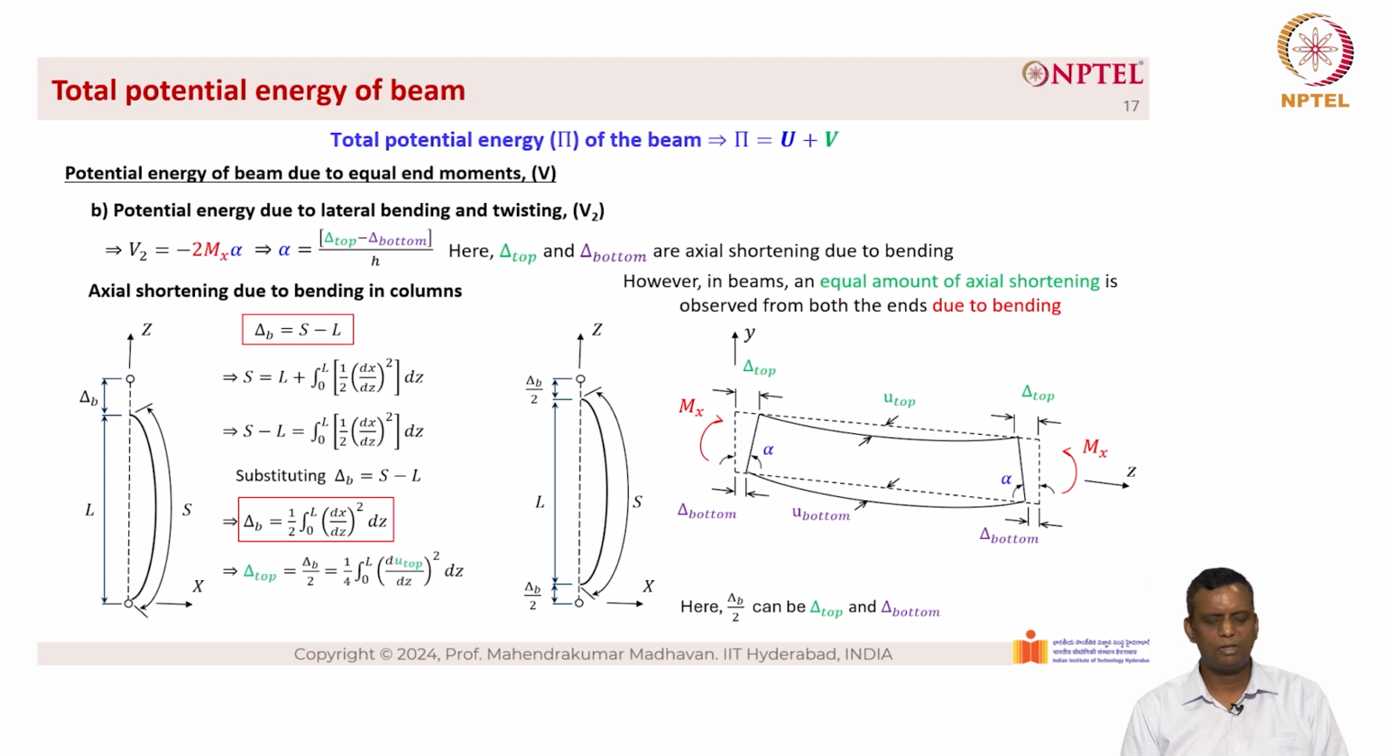So at delta top, we have delta B by 2 equal to half into integral 0 to L of (du top divided by dz) the whole square. And delta bottom equal to delta B by 2 equal to 1 by 4 into integral 0 to L of (du bottom divided by dz) the whole square into dz.